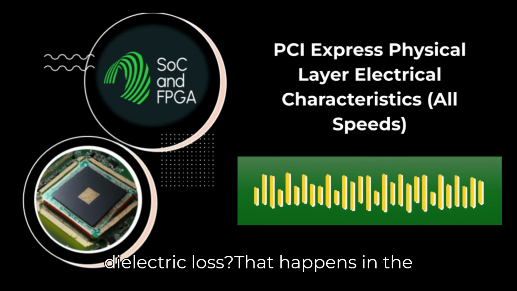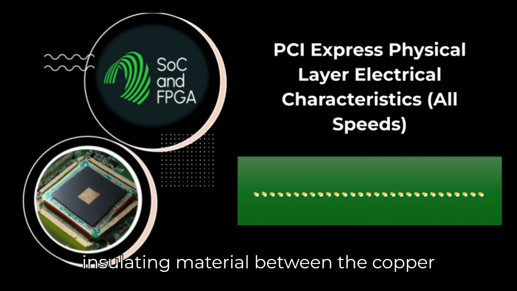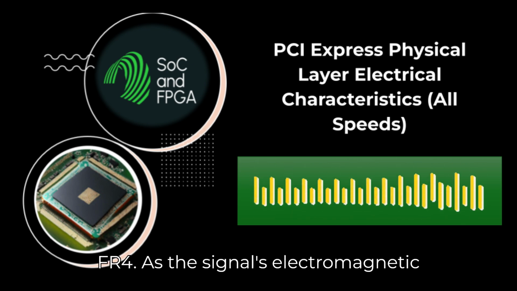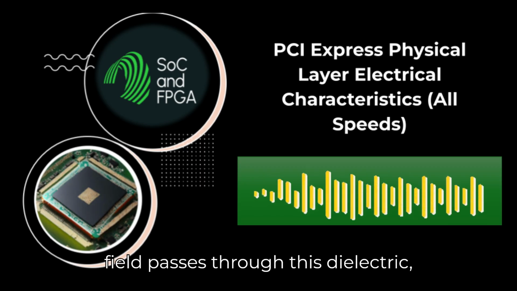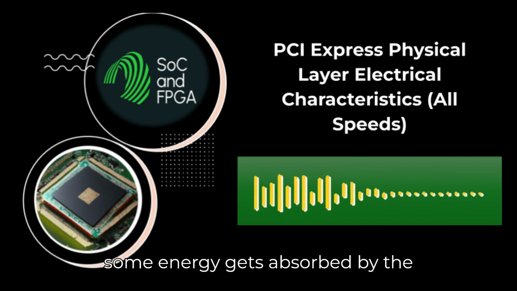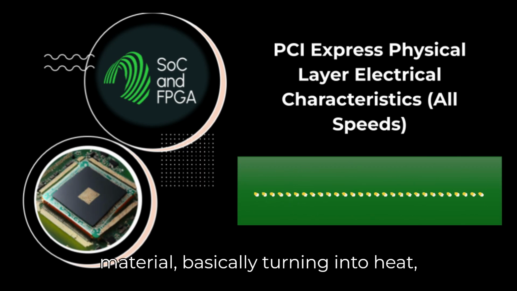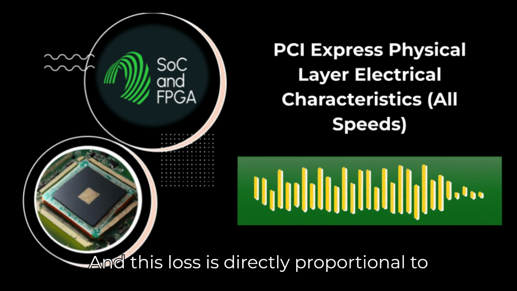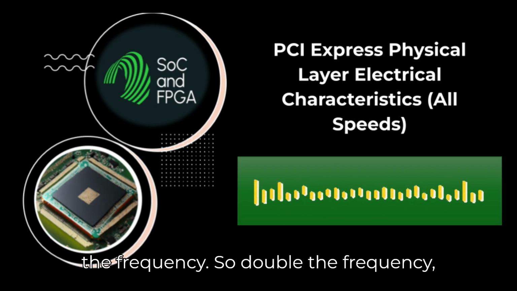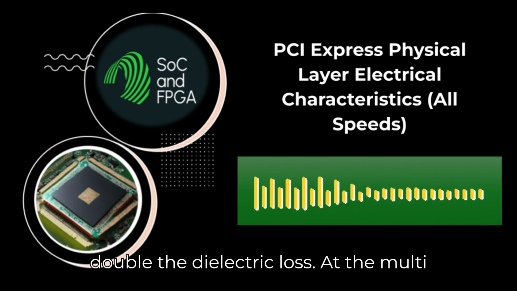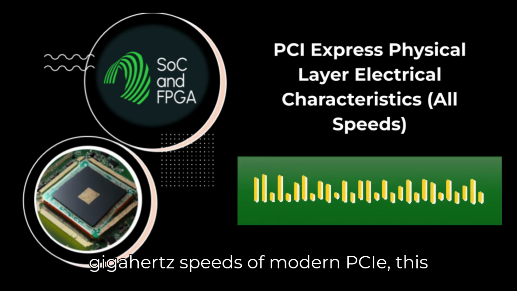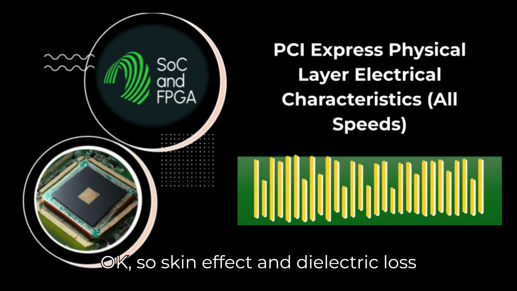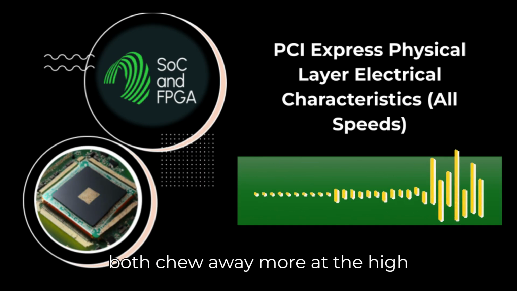What about dielectric loss? That happens in the insulating material between the copper traces, the PCB material itself, like FR4. As the signal's electromagnetic field passes through this dielectric, some energy gets absorbed by the material, basically turning into heat. Like microwave cooking, but tiny. Kind of. And this loss is directly proportional to the frequency. So double the frequency, double the dielectric loss. At the multi-gigahertz speeds of modern PCIe, this becomes a really dominant loss factor. Okay, so skin effect and dielectric loss both chew away more at the high frequencies.